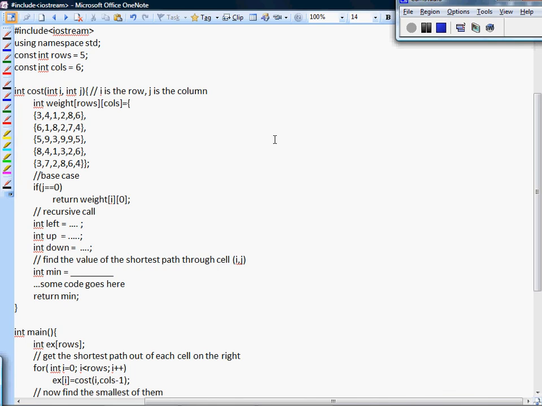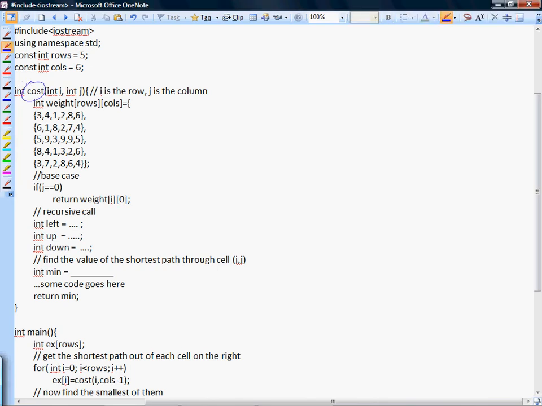If we look at the program, we're going to end up with some code that looks like this. Here's the code that I posted on the website. We have a function cost, and in the cost function I'm passing in i and j, where i is the ith row and j is the jth column. So we have a base case. Let's forget the base case for a moment, and see the other case. What I need to do is calculate left, the one immediately to my left. That's going to be the same row, row i, column j minus 1, and then up, and then down.